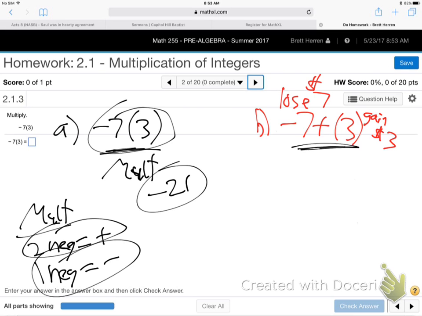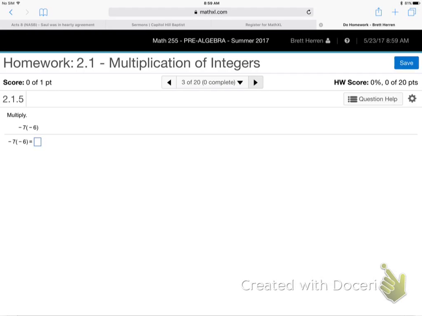All right. So if you lose $7 and you gain $3, what happened to your bank account? -4. You're down 4. So everybody good on the difference between the multiplying and the adding and subtracting? What's in the middle is what matters. All right, so try that one.